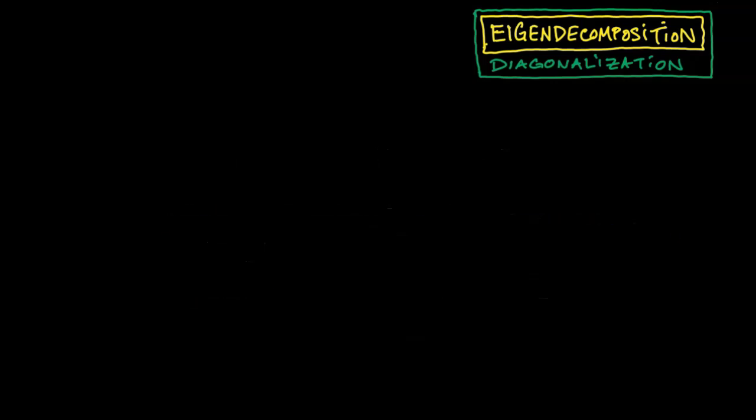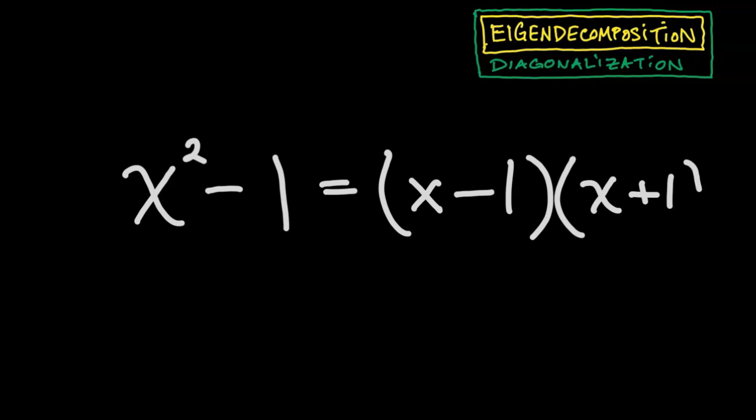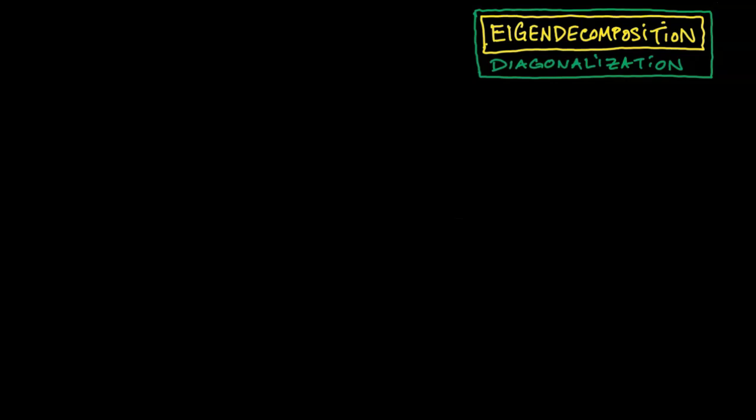Early in high school, when studying basic algebra, you learned that if we have a polynomial, like say x squared minus 1, we can often factor, or if you like, decompose, it into a product of simpler, more fundamental parts. In this case, we have boiled it down to irreducible linear factors, x minus 1 and x plus 1. All that is very familiar, and now here you are a few years later studying linear algebra.